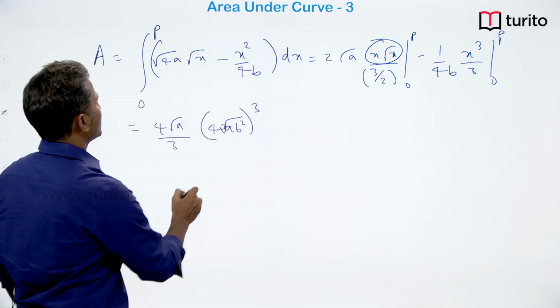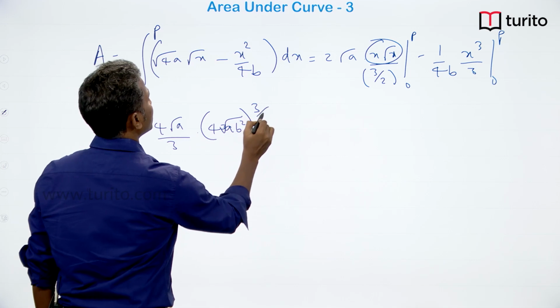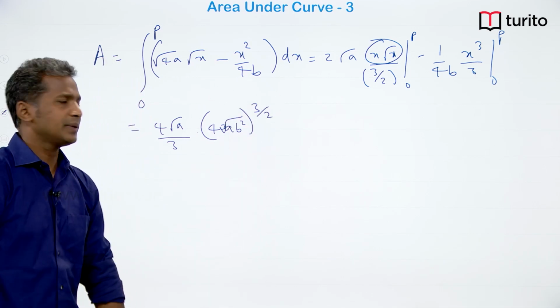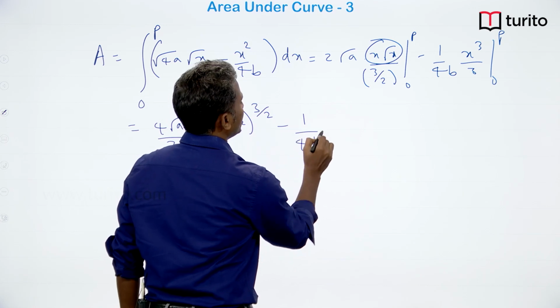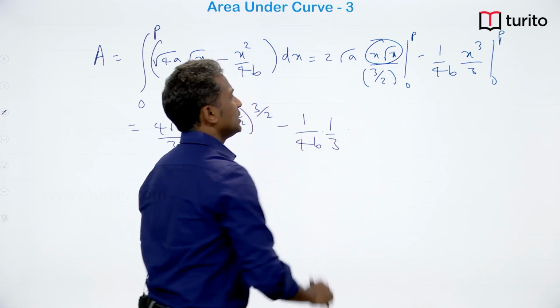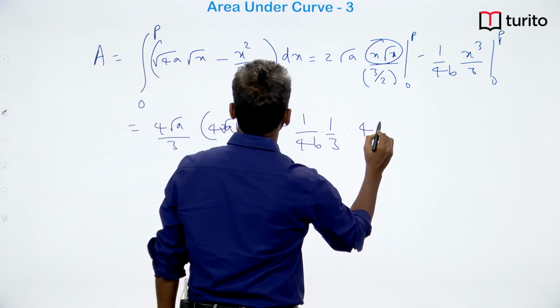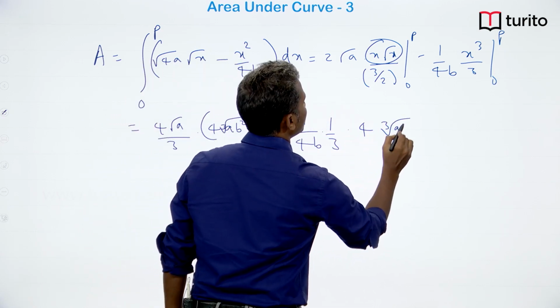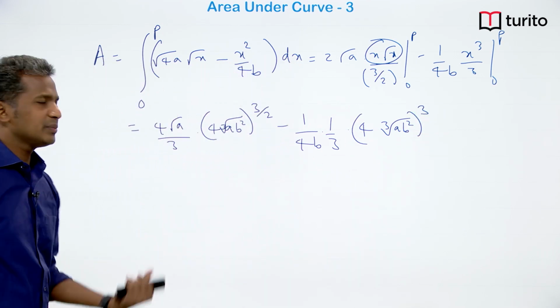right. Okay. So, there is also one root here. So, there must be 3 by 2 here. Okay. Now further minus 1 by 4b into 1 by 3 into x cube, that means it is the p cube. So it becomes 4 into cube root of ab square whole cube. Now we just have to simplify it.